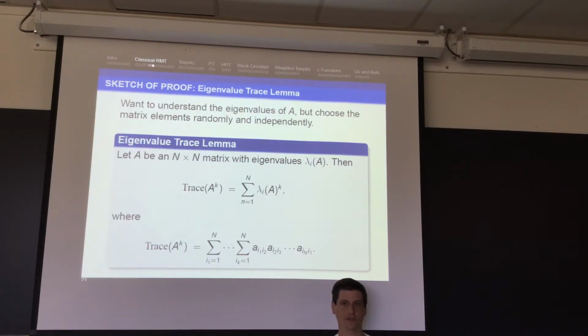So here's the proof. We use the eigenvalue trace lemma that the trace of A to the k is the sum of the eigenvalues of A to the k. And now the trace is just going to be a nice polynomial in the matrix elements. So the trace is just the sum of the diagonal elements. What's nice about this is we're choosing the entries of our matrix randomly. So we should have some hope of being able to understand a sum like this. And then this is giving us essentially the kth moment of the eigenvalues. I should multiply by 1 over n. I can multiply by 1 over n.